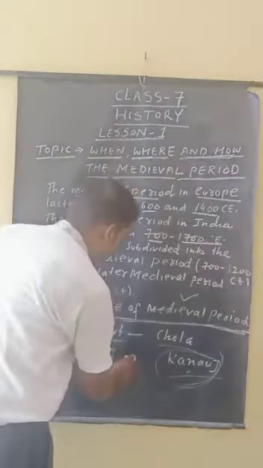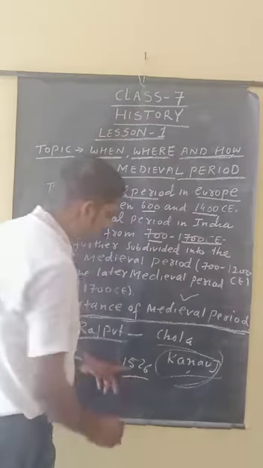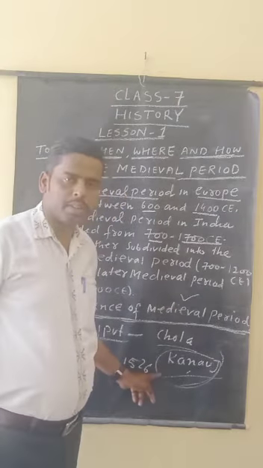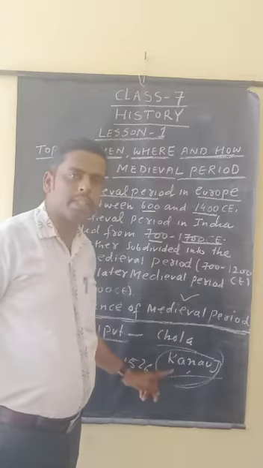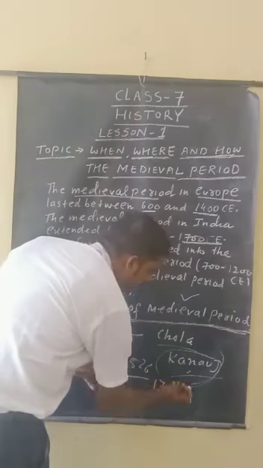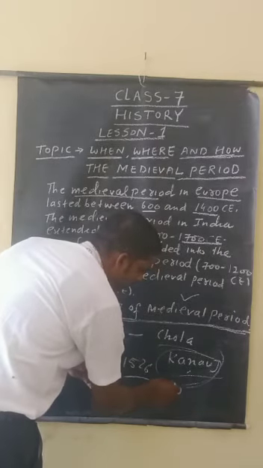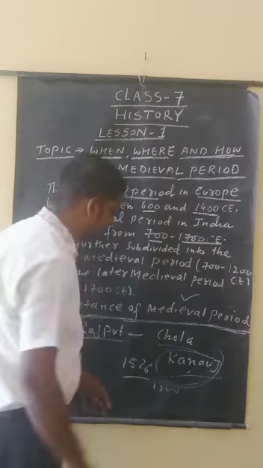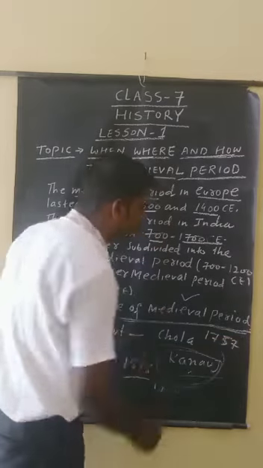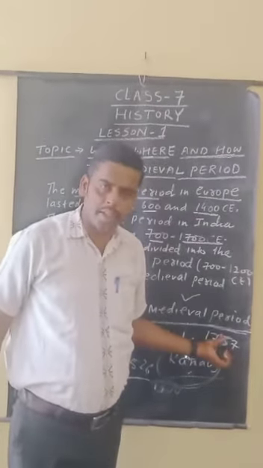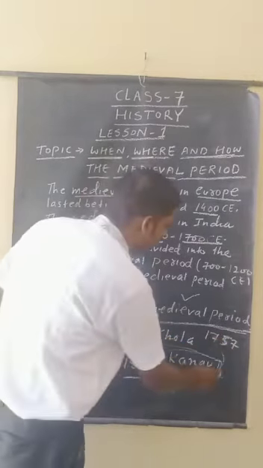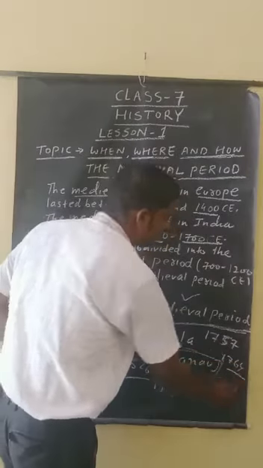In 1526, the first Battle of Panipat was fought between Babur and Ibrahim Lodi, and this is one of the main points, where Babur founded the Mughal Empire in India. And in 1757, the Battle of Plassey was fought between Siraj-ud-Daulah and Robert Clive for the capture of Bengal. And in 1764, the Battle of Buxar was fought.